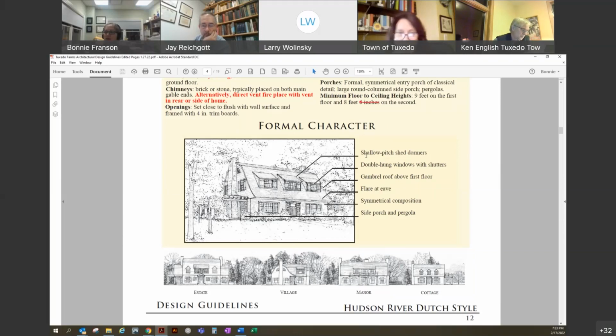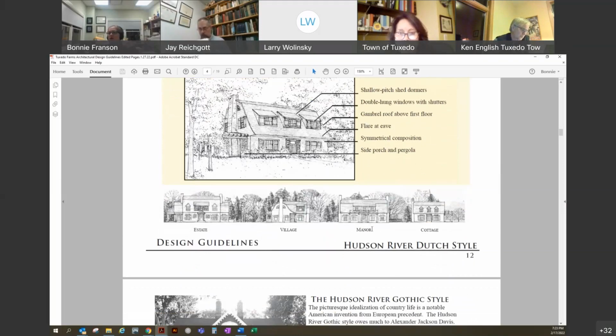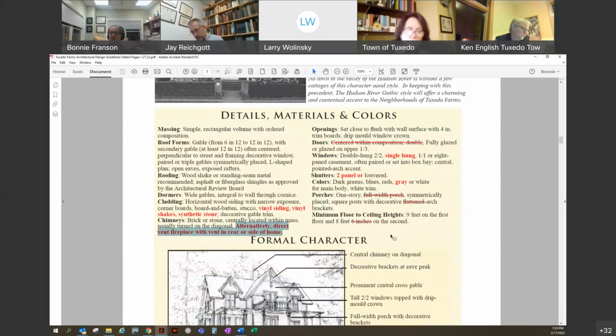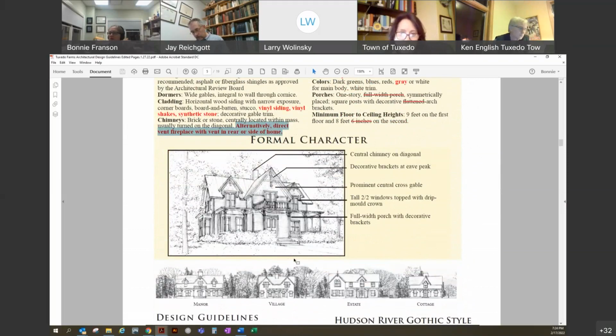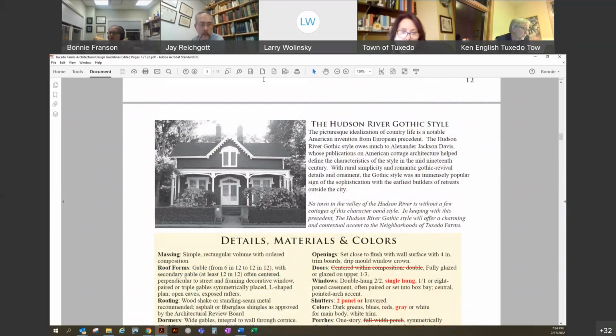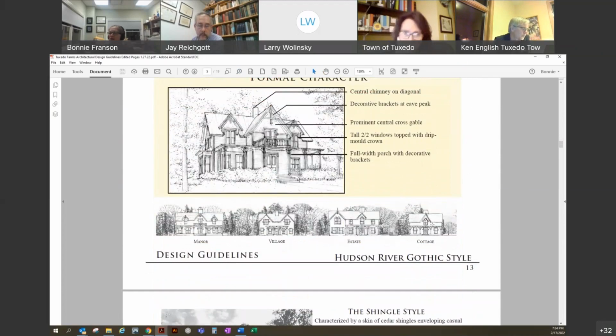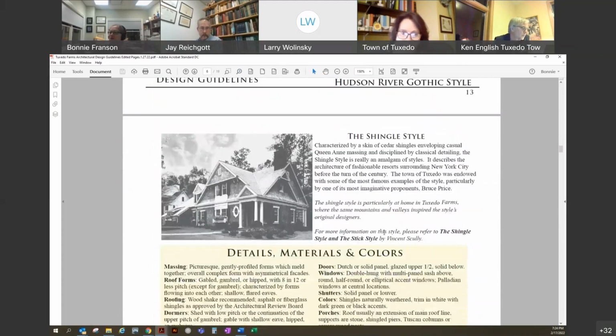Right. And that's exactly what that did show, because you had different lot sizes in different neighborhoods, different price points, going up to the estate size lot. These were little samples of how that particular style could be applied to the different lot sizes. Right. And different size homes. So same thing here with your Hudson River Gothic. And that would be more the cottage style. Right? Yep. And cottage, not meaning cottage lot, but cottage style. Right. And then the shingle style.